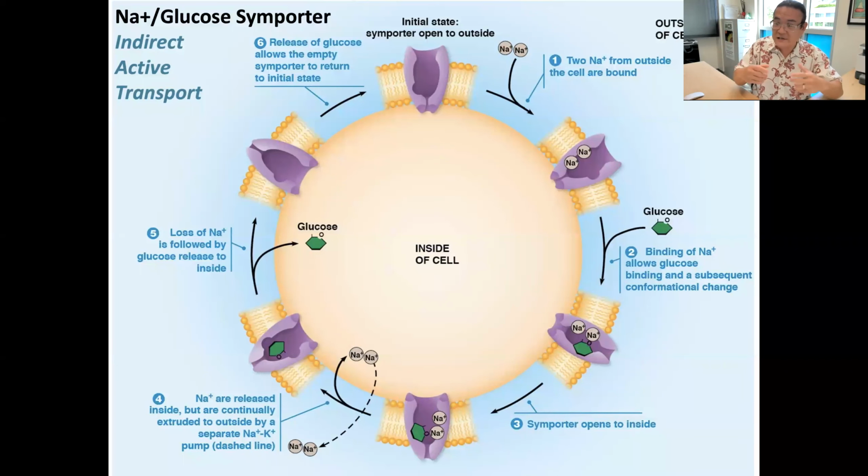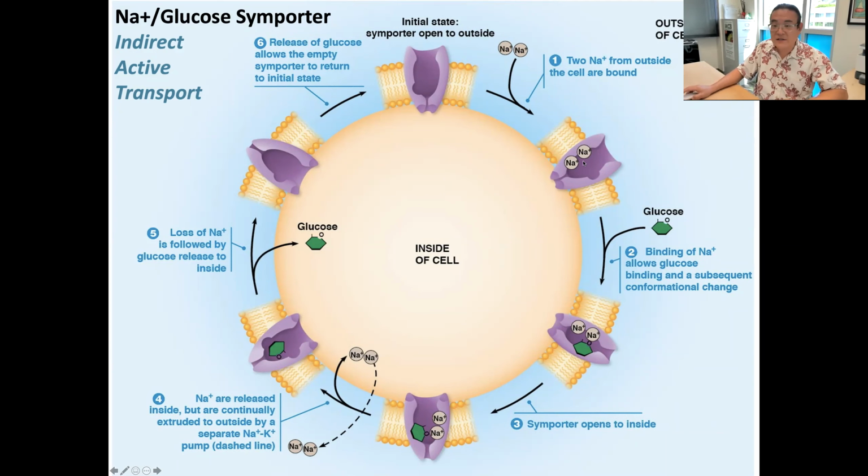Right? So in that case, those cells would actually require energy to keep moving more glucose into the cell if the concentration of glucose is already high inside. So that's where this particular example comes in. This is the sodium glucose symporter, and it's an example of indirect active transport. In this case, this sodium glucose symporter starts with being open towards the outside, okay? And it's going to move sodium from the outside to the inside, all right?